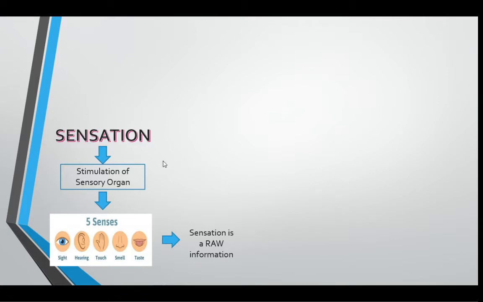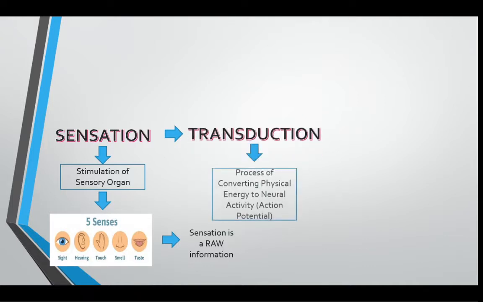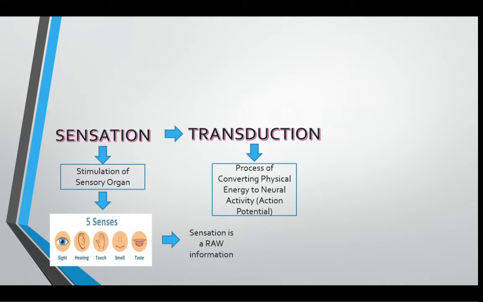So, the raw information coming from our sensation ay dumadaan sa proseso na tinatawag na transduction. Transduction is the process of converting physical energy to neural activity o action potential. Yung physical energy, ito yung sensation na nakuha natin sa environment. Tapos, yung sensation na yon, the physical energy, ikino-convert ito sa neural activity. Di ba nabanggit ko dati na may sensory neuron tayo sa katawan. So, na-i-discuss naman yan sa susunod na topic.